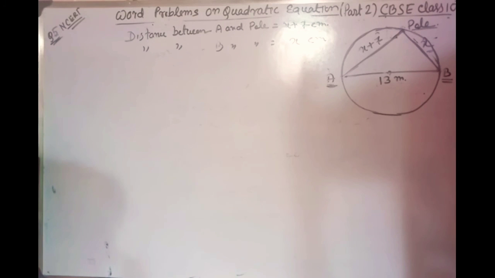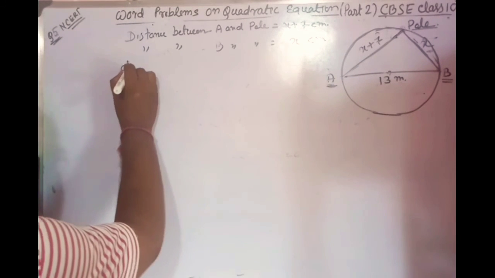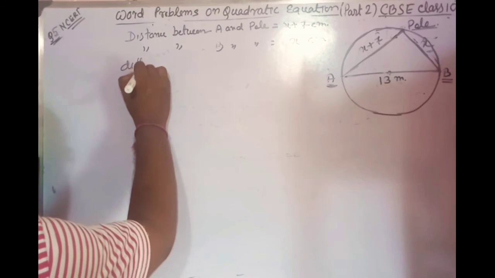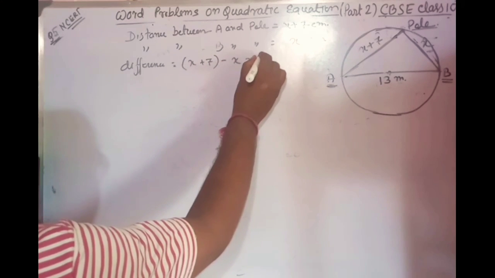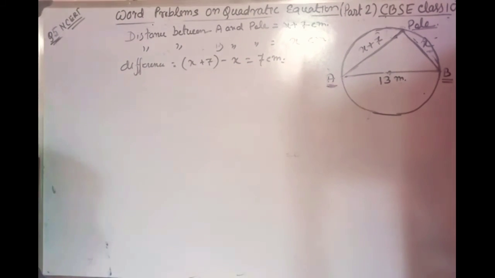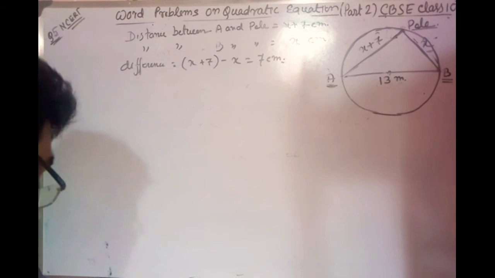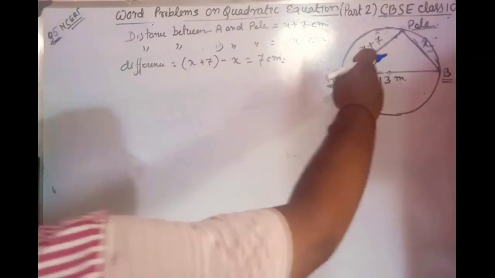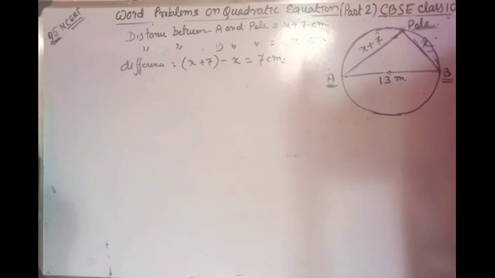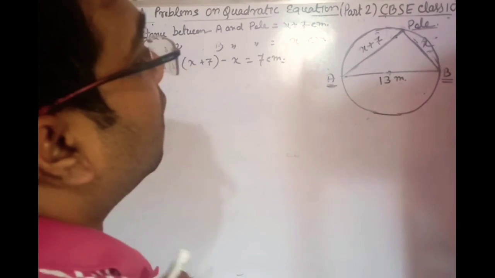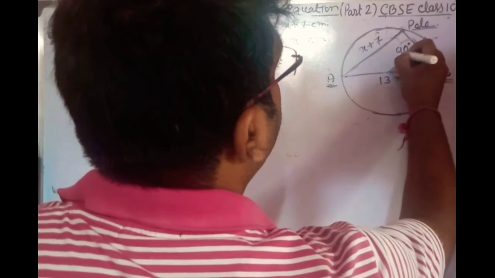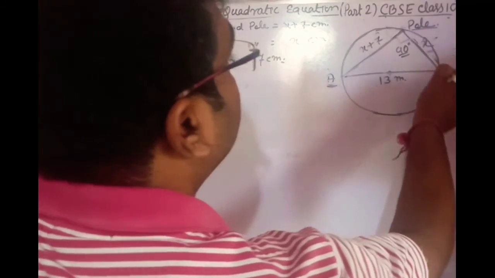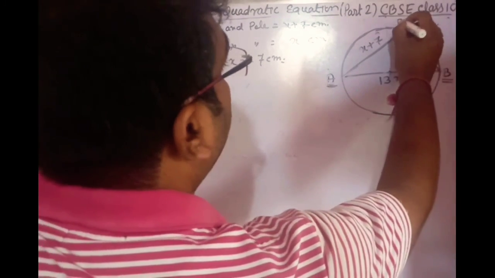So obviously the difference is x plus 7 minus x, that equals 7 centimeter. Understood? Now we have to examine whether it is possible to do so. Is it possible to do so? We will check that by treating this as a right triangle. If we take this as 90 degree, this is the hypotenuse, this is the height, and this is the base.